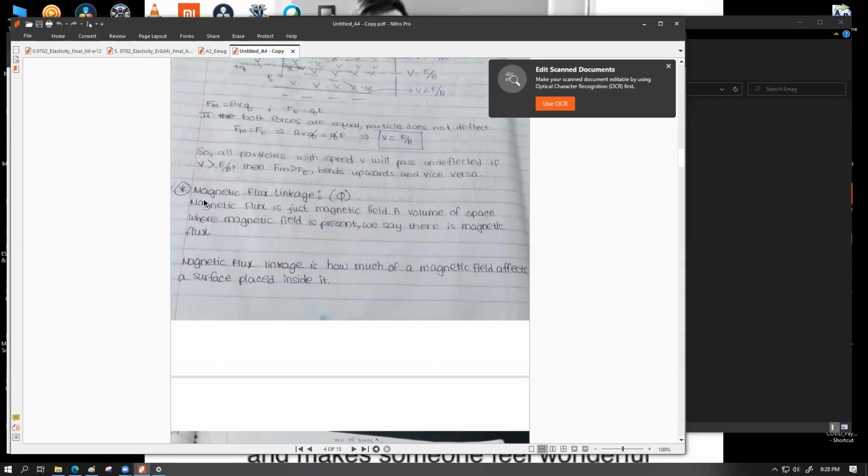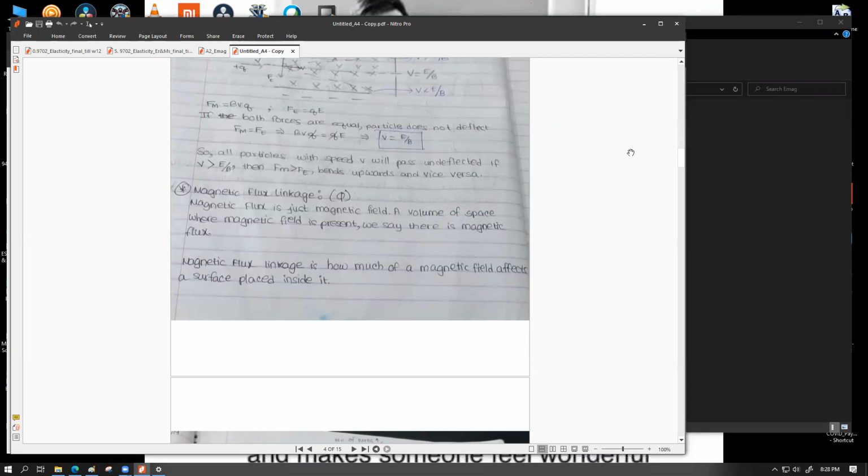So how much of a certain magnetic field is actually affecting through a coil or through a number of coils is what the magnetic flux linkage is about. Magnetic flux is just magnetic field. A volume of space where magnetic field is present, we say there is a magnetic flux. Magnetic flux linkage is how much of a magnetic field affects a surface placed inside it.